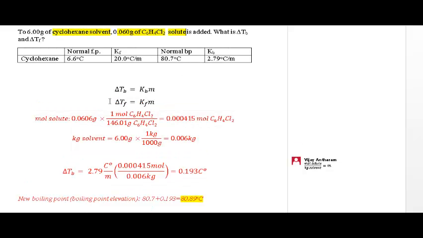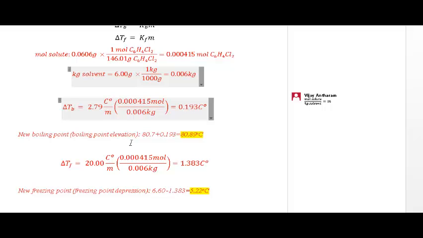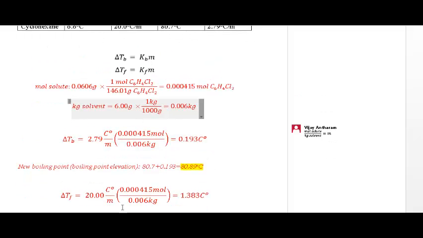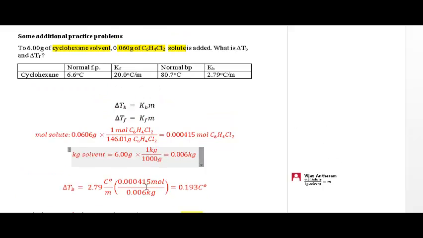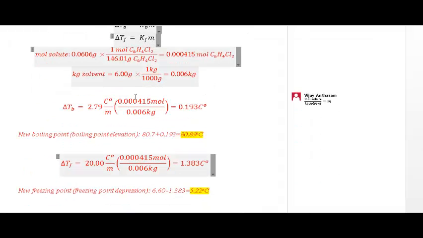We can calculate the freezing point depression, which is the freezing point molal constant times the molality. So we do the exact same thing. This time, we multiply the molality by the freezing point depression constant, which is 20 degrees C divided by molal. So solving for that, we get a value of 1.383 or so degrees C.